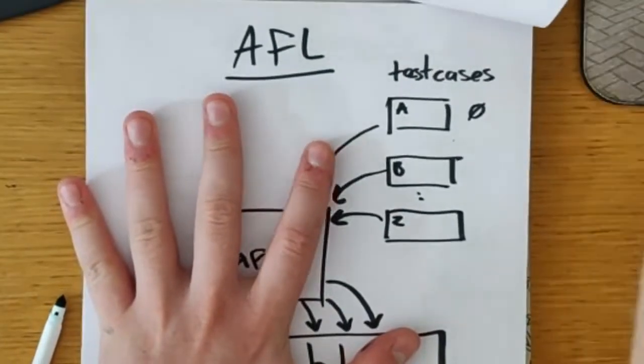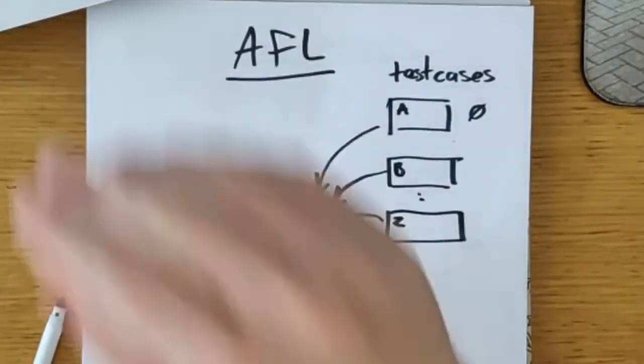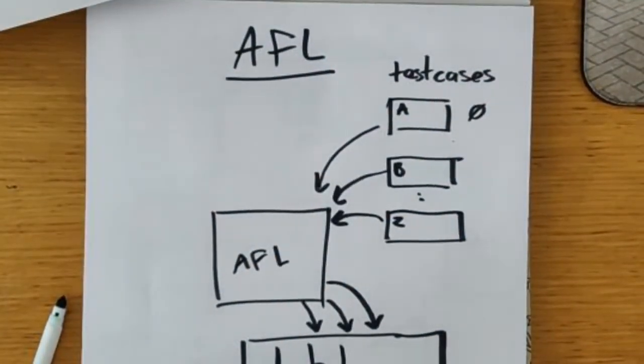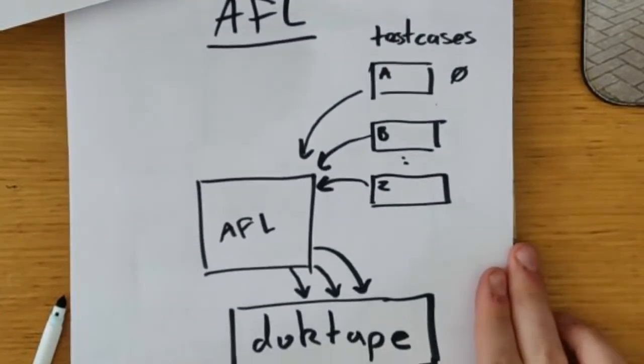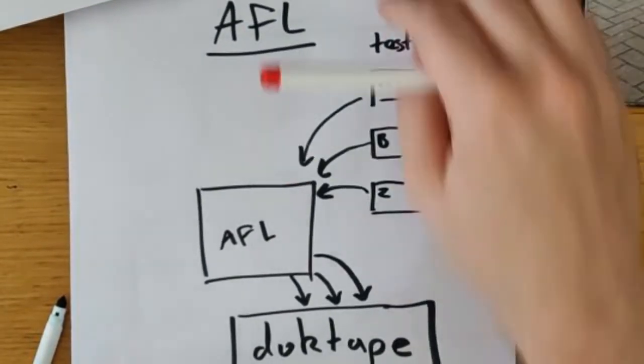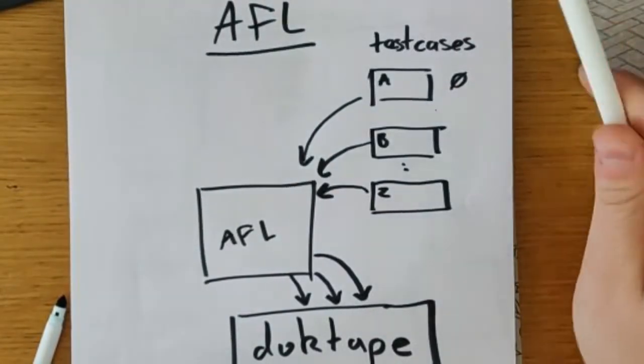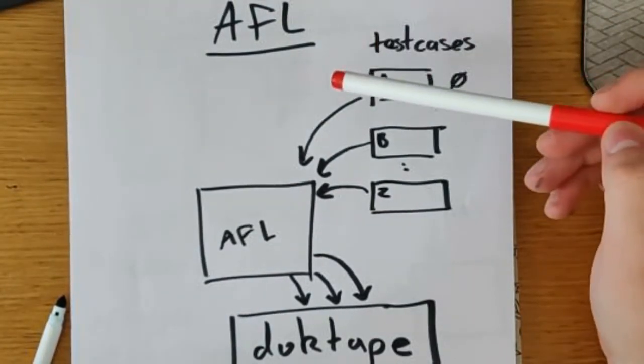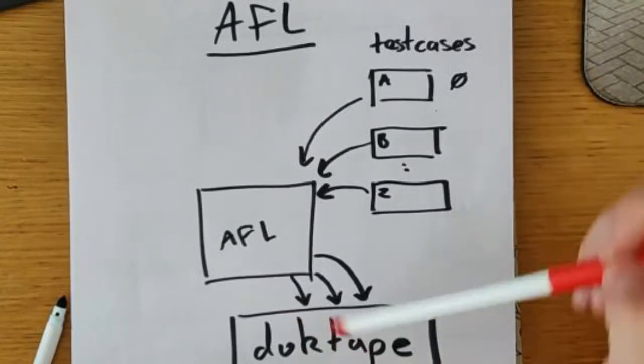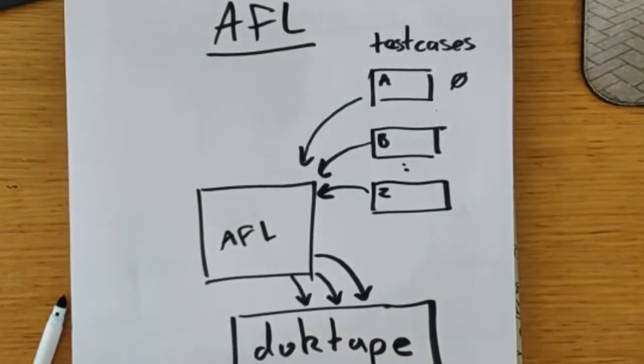So now we're on to AFL. What I was saying with AFL is AFL does all of this instrumentation that I was discussing before. And like I said, you get a program. In this case, we were looking at Duktape because I fuzzed this a couple of years ago and found a bunch of bugs in it.